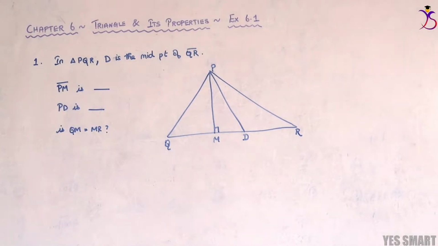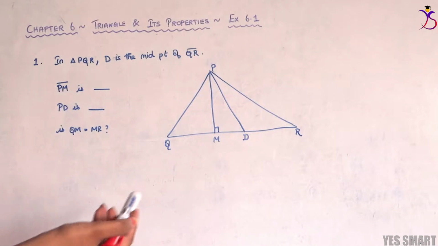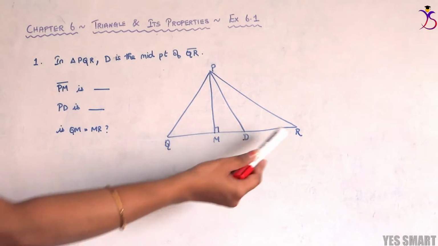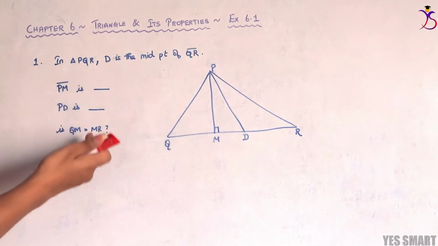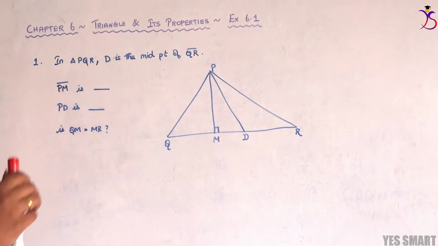Chapter 6, Triangle and its Properties. Exercise 6.1. First sum. In triangle PQR, D is the midpoint of QR. So D is the midpoint of the line QR. They have given this diagram as well, and also we have a few questions. The first one is PM is dash.